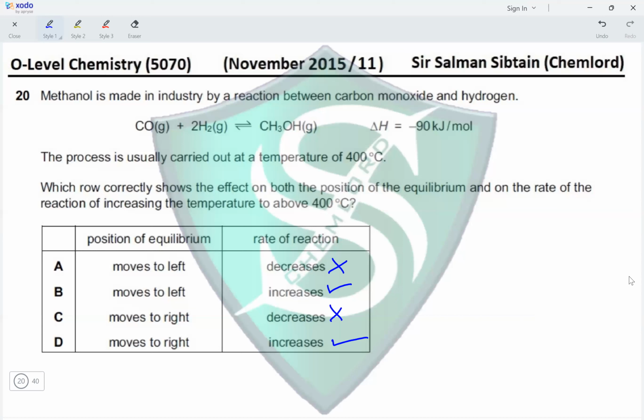Now, the position of the equilibrium. Since this is an exothermic reaction, an increase in temperature will favor the endothermic side, and the endothermic side is the backward reaction, not the forward reaction. So the position of the equilibrium will move to the left and not to the right. So option B has moves to the left, option D has moves to the right, option D gets eliminated, making option B the correct option for this question.